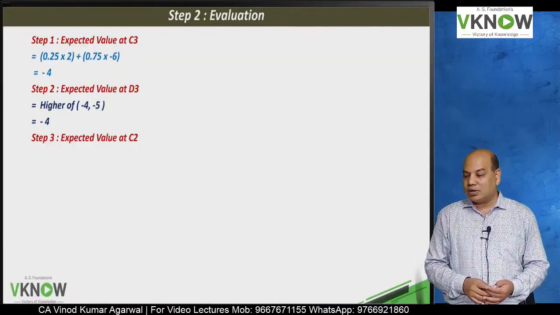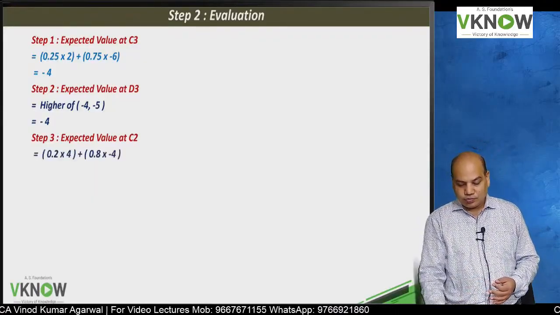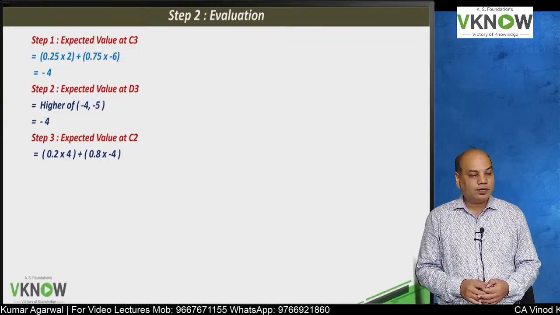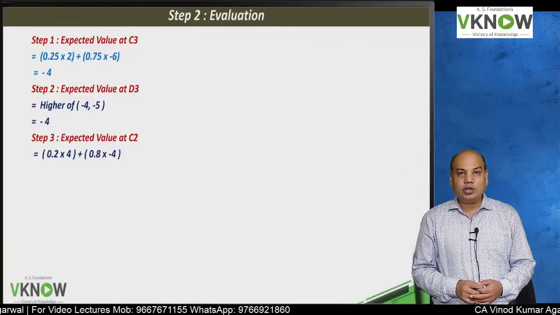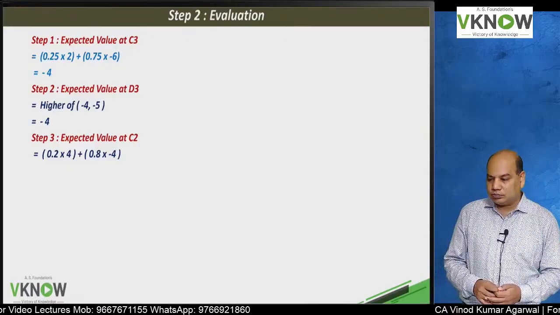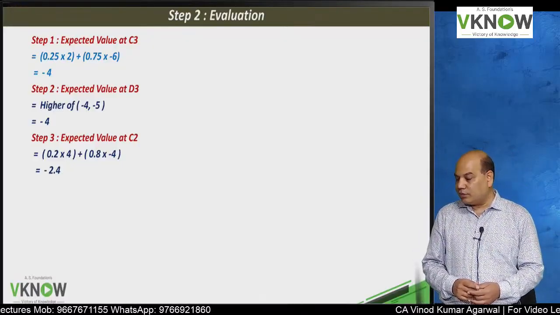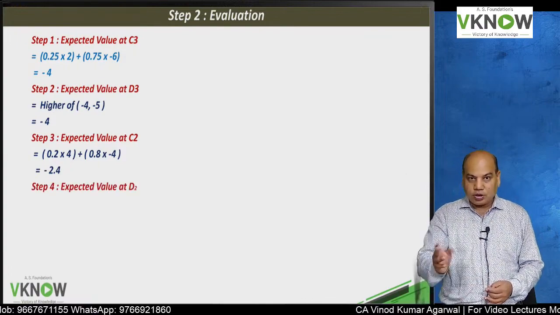Expected value at C2, 0.2 into 4. Question in front of you, diagram in front of you. And plus 0.8 into minus 4. This is minus 2.4. Very good. Come on, next.